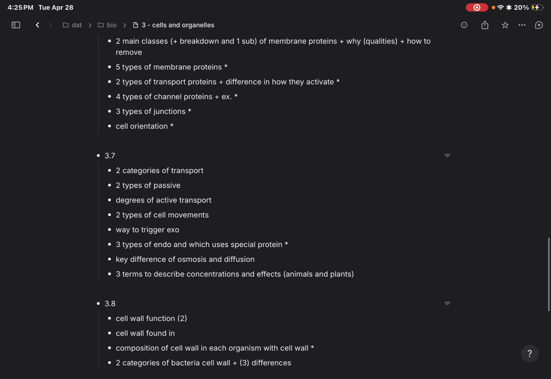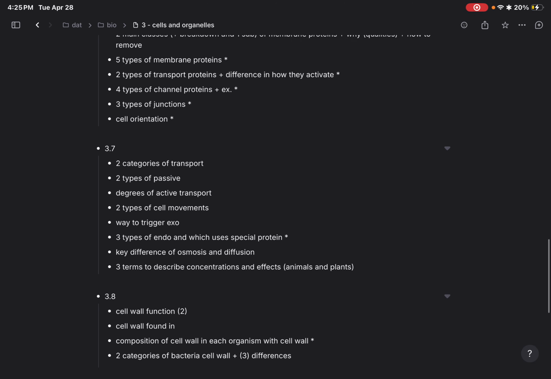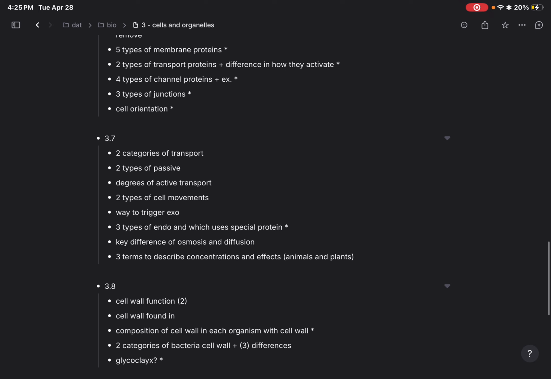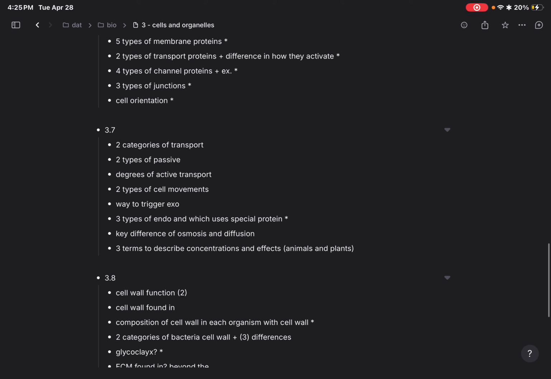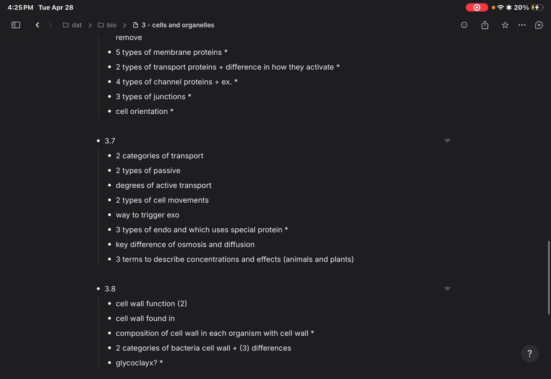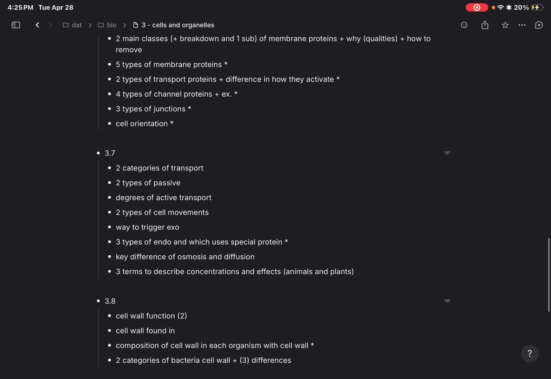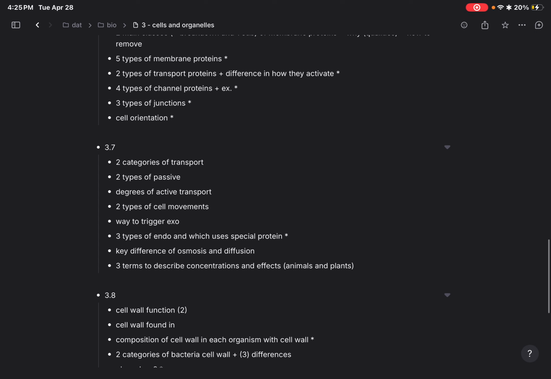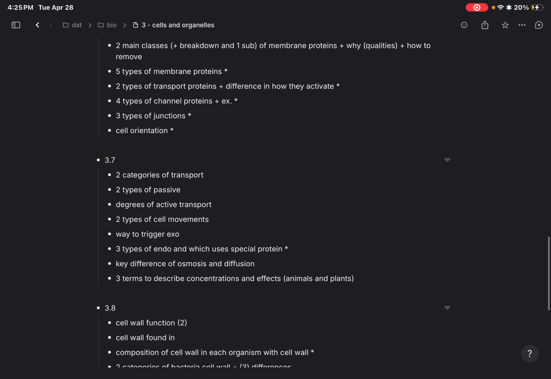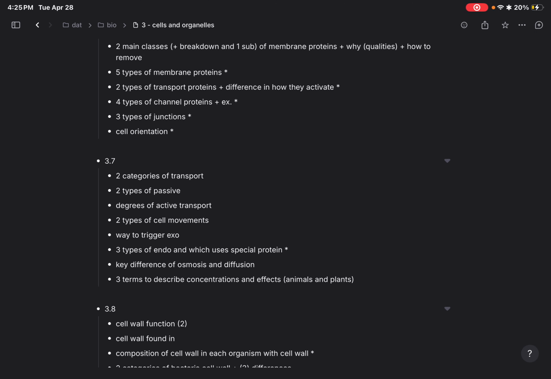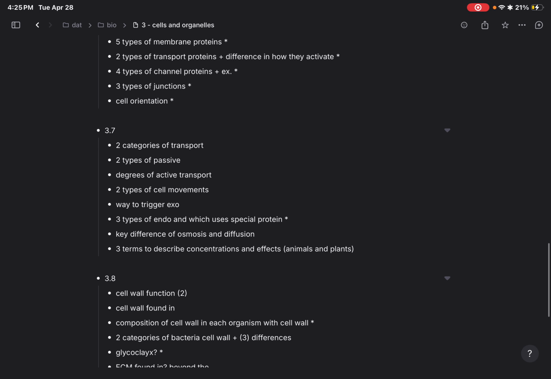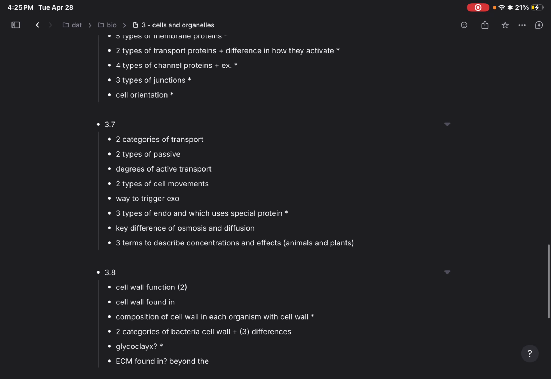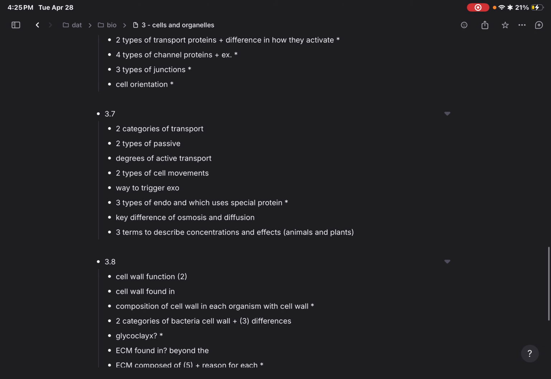Three types of junctions. There's tight junctions, gap junctions, and anchoring junctions, I think. Gap junctions are used for communication between cells. Tight junctions are used for keeping things together, which use desmosomes. And then anchoring junctions use hemidesmosomes to anchor to one thing.